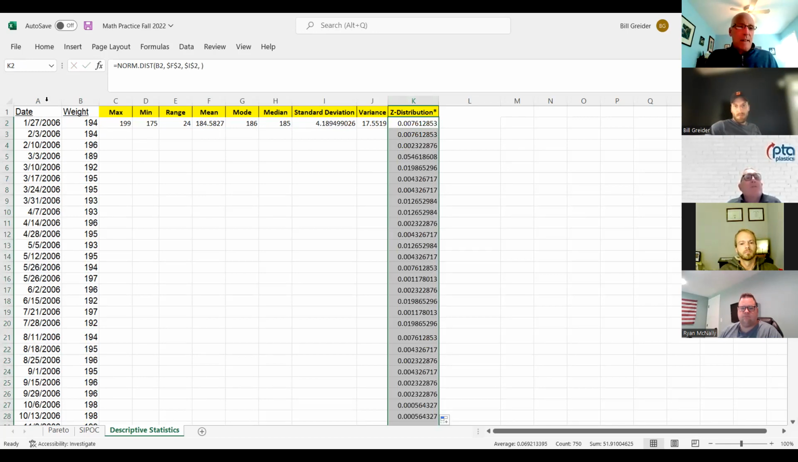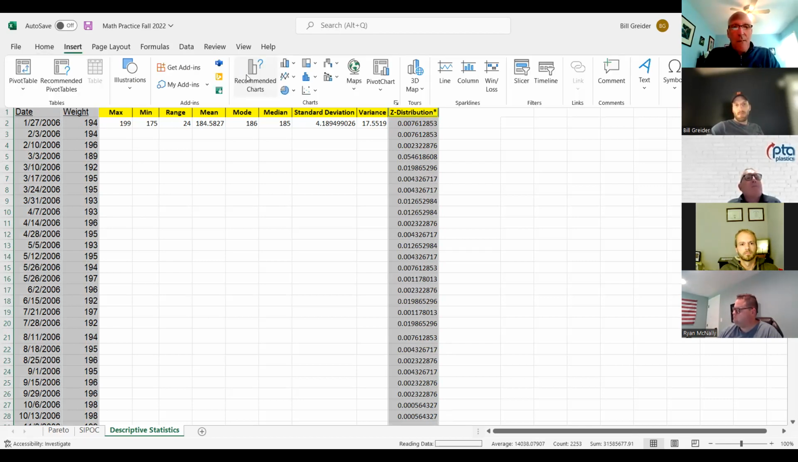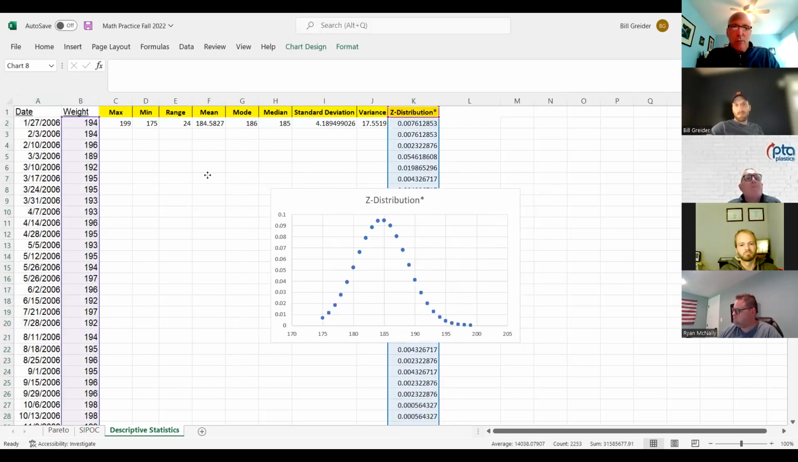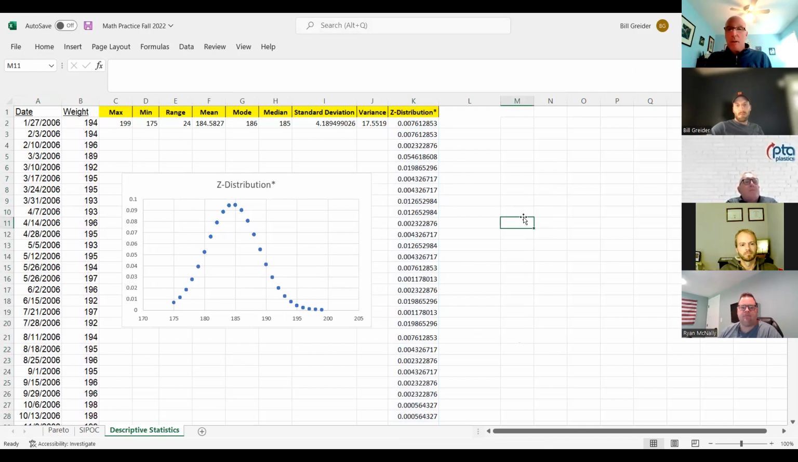And then I'm going to highlight date, weight, Z distribution, and find out if my data is normal, which means it's a bell-shaped curve. Insert, Recommended Charts. So that's the Z distribution for my weight since 2006. The beautiful thing about a bell-shaped curve is it allows us to predict and answer a lot of questions. But I don't get a bell-shaped curve until my process is under control and I have enough samples.